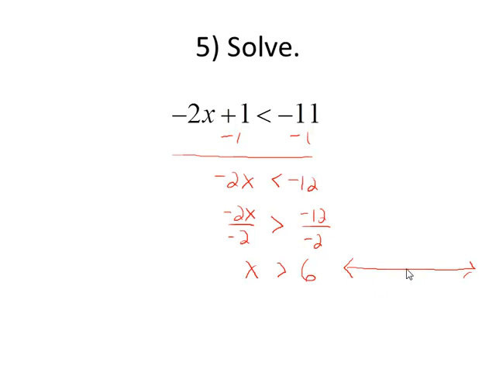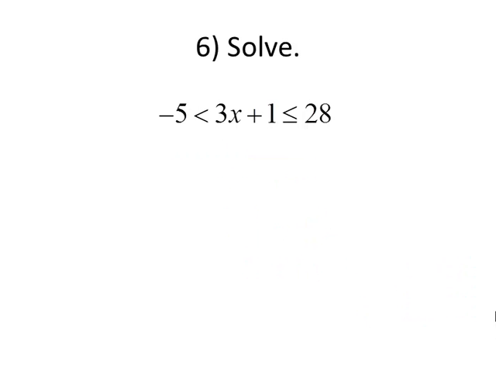On the number line, that's going to be an open circle at 6, no equal sign, and we're going to shade to the right. In interval notation, it starts at 6, which gets a parentheses because of the open circle, and it goes to infinity.